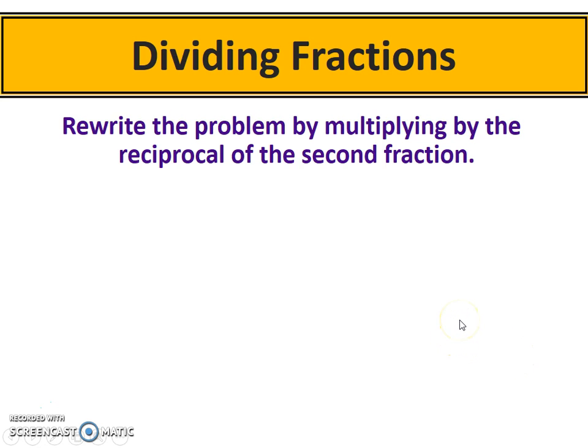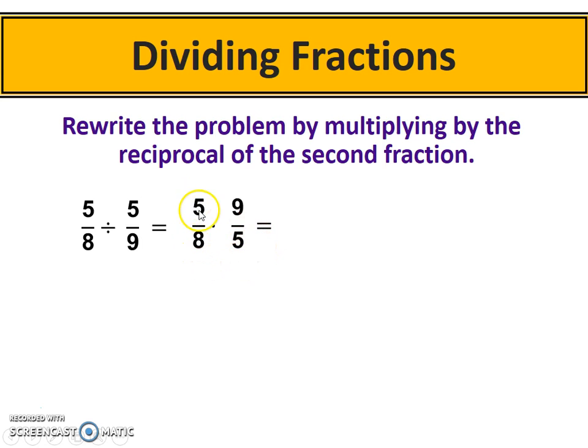The whole idea with dividing fractions is we're going to keep, change, flip. We rewrite the problem by multiplying by the reciprocal of the second fraction. So for example, if I had 5/8 divided by 5/9, I'm going to keep the first fraction the same as 5/8. I'm going to change it to a multiplication problem, and I'm going to flip that second fraction from being 5/9 to being 9/5. So now it's set up as a multiplication problem, and we can use the same rules that we've been using this whole time.